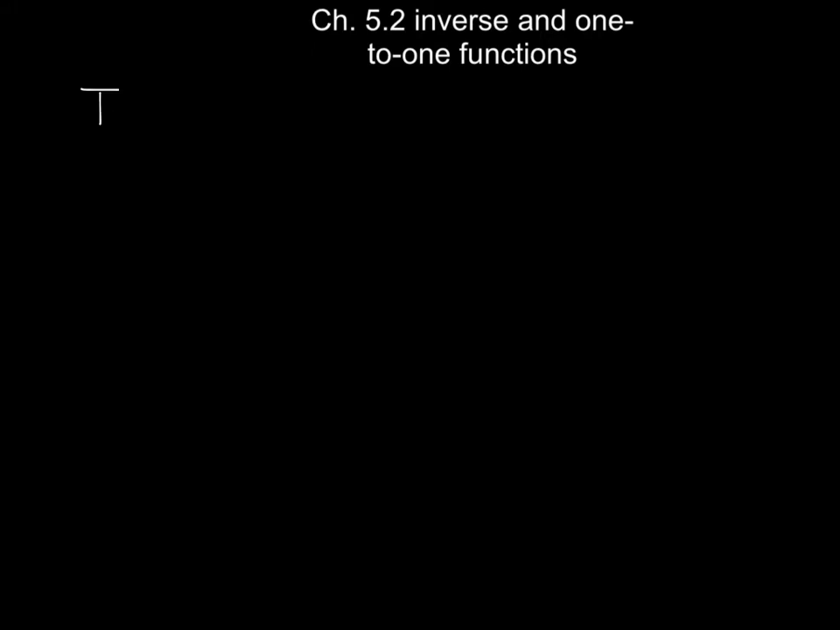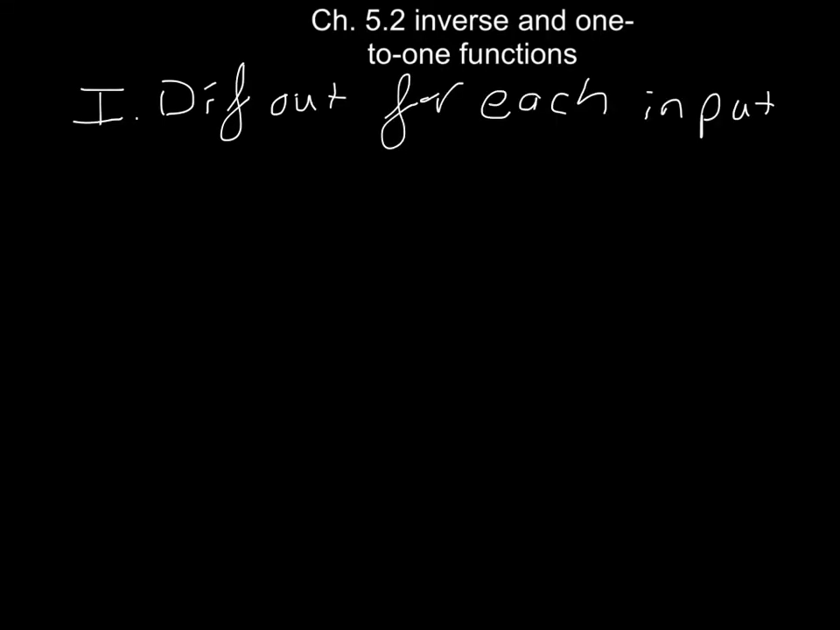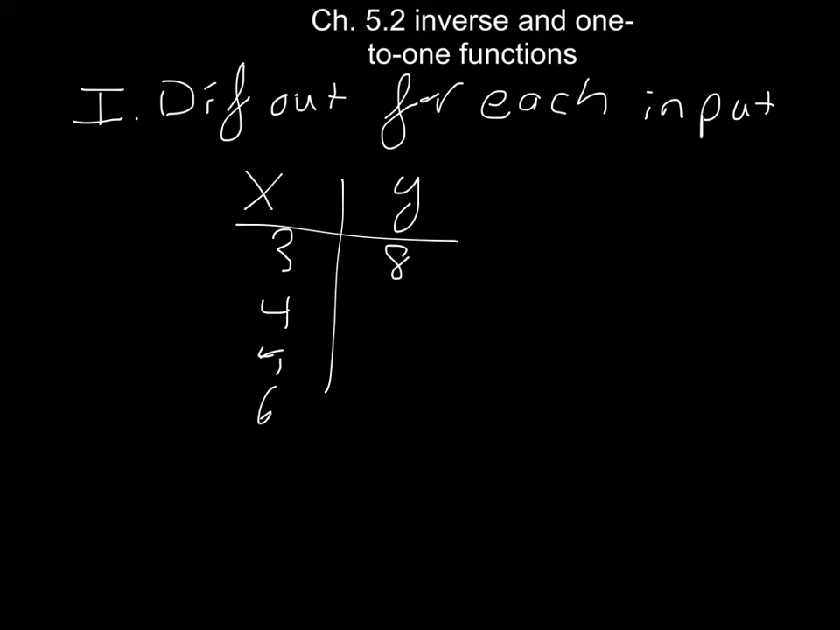A one-to-one function is where you get a different output for each input, or a different range for each domain you input. So let's say here's x and here's y. If I put in 3, 4, 5, 6, I get 8, 9, 10, 11. This is one-to-one because each value of x is going to give me a value of y. And it's also a function.